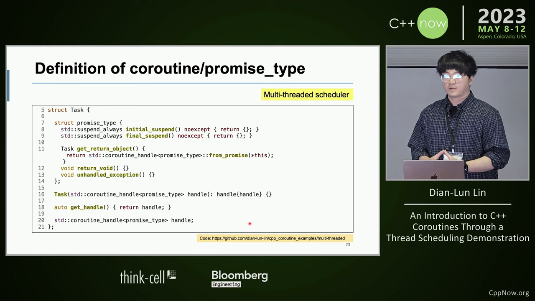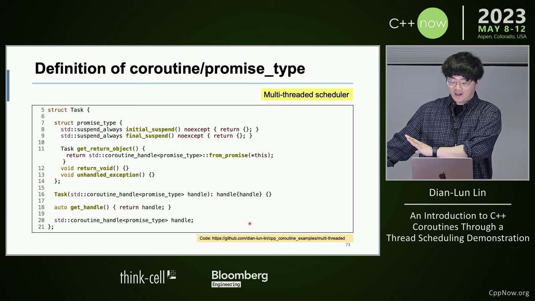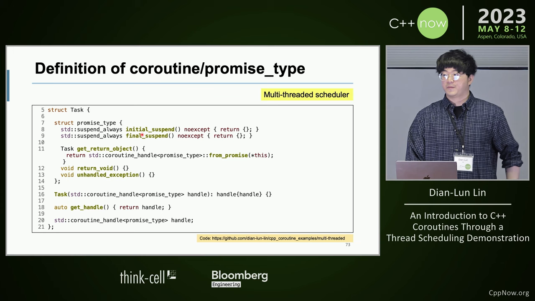There shouldn't be any difference for the task. I only change the scheduler again from single-threaded to multi-threaded. I can still use the same definition of coroutine and promise type. So I still want to return suspend always at the beginning to hand the execution over to the scheduler. So this is exactly the same as the single-threaded version.